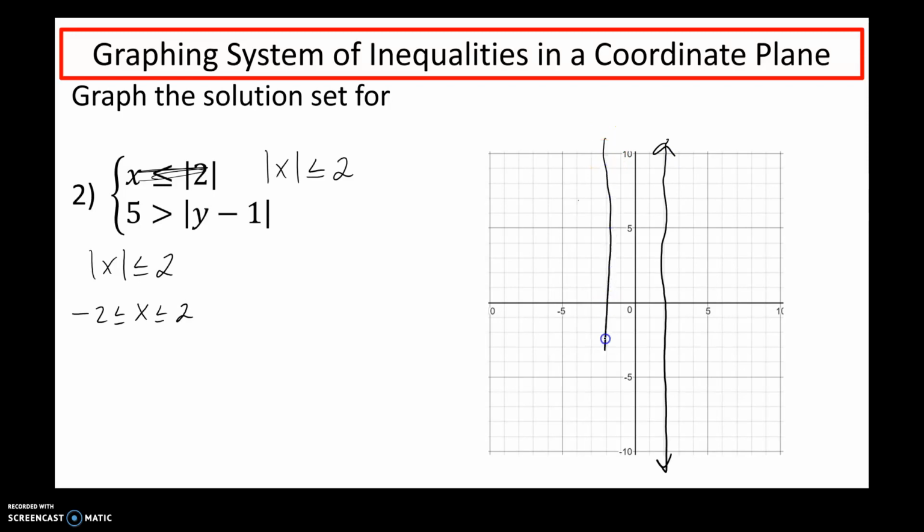So at 2 and negative 2, I'm sorry for the non-straight graph. X is between those numbers. Okay, so if x is between negative 2 and 2, then it's going to be the region exactly between the vertical lines.